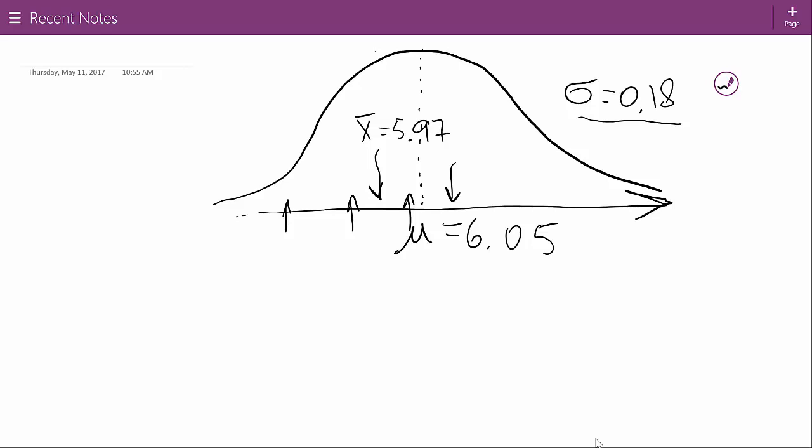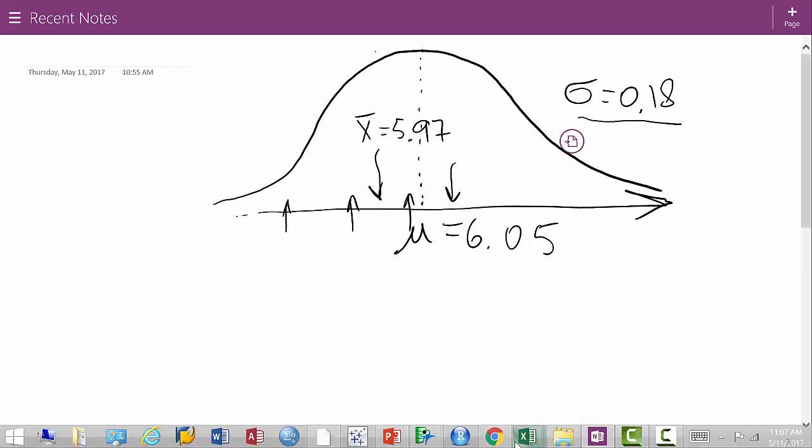So probably what you're saying is really the case. Okay? So how do we make this judgment? Is 5.97 close to the claimed average 6.05, or is it far away? Well, let's discuss sampling distribution.